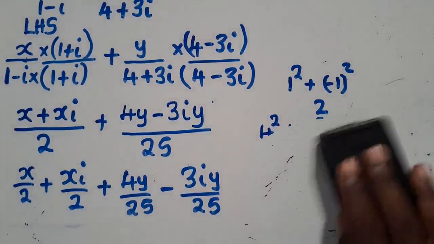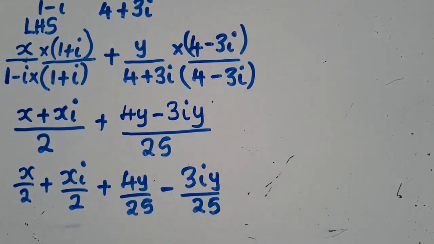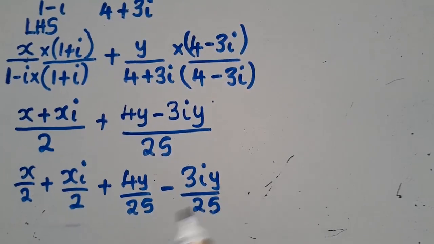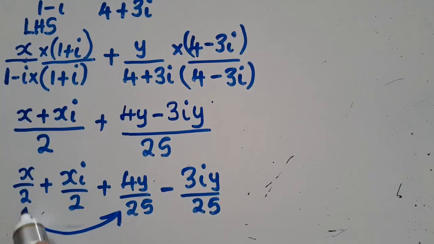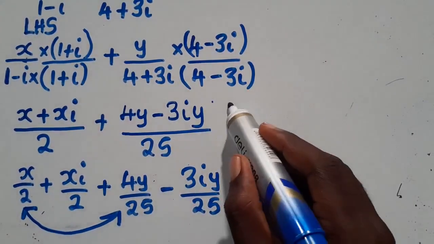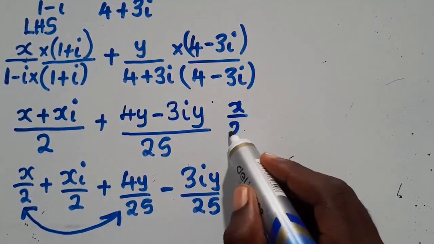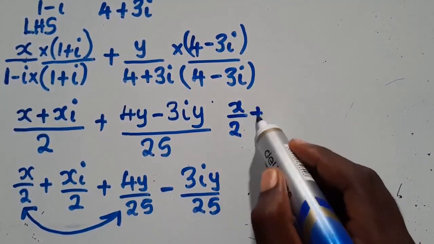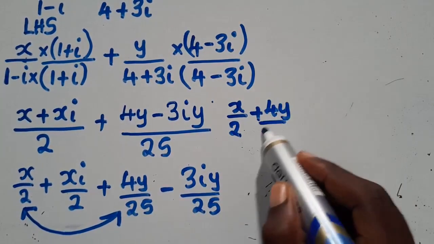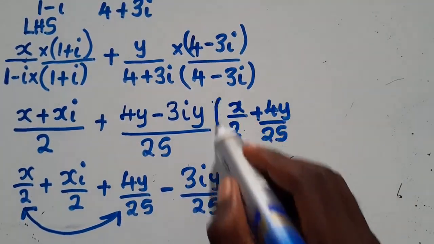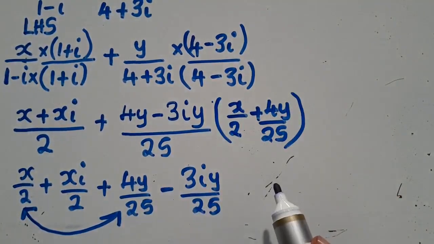So when you reach here, the moment you reach here, you need to get the real part and the imaginary part. You know that this one, where there is no i, these two, this is the real part. So you say x over 2 plus 4y over 25. This is the real part.